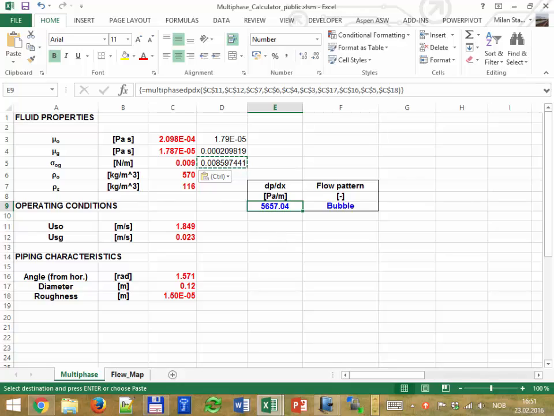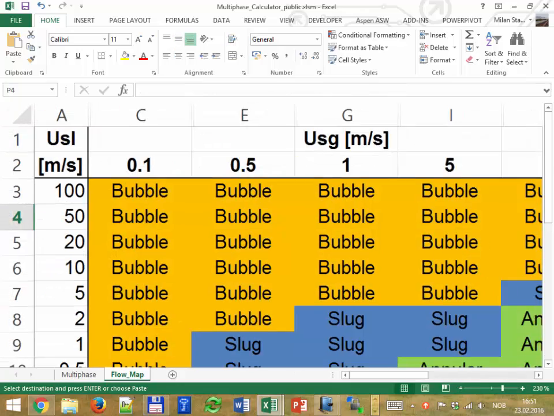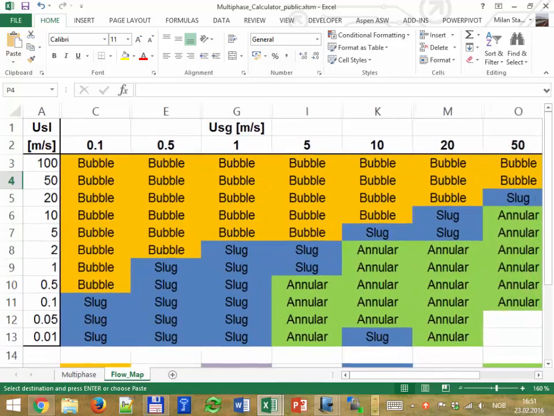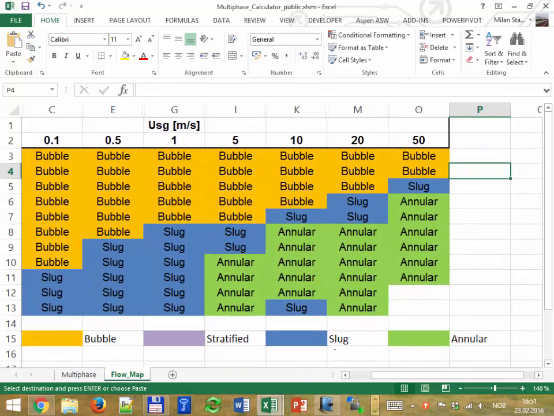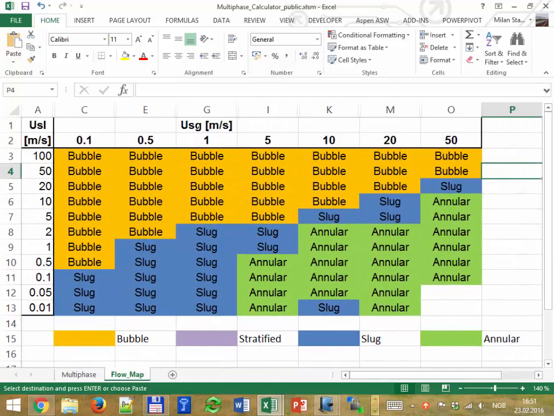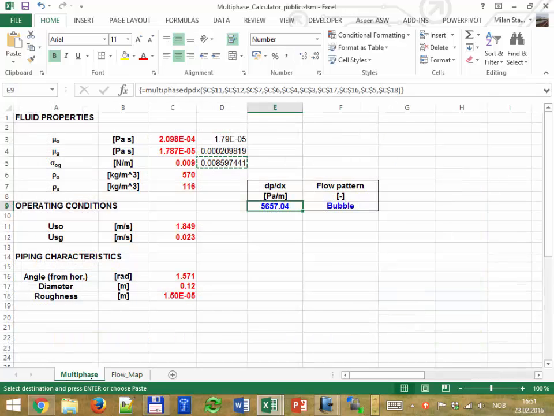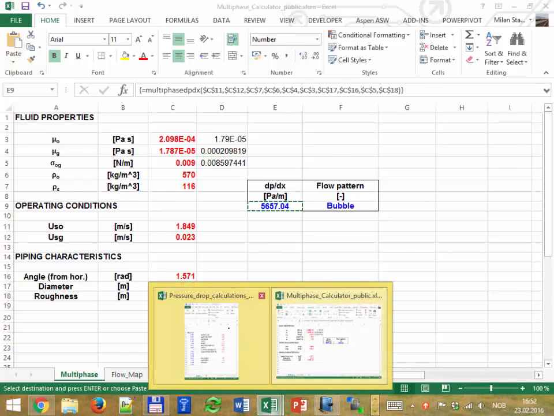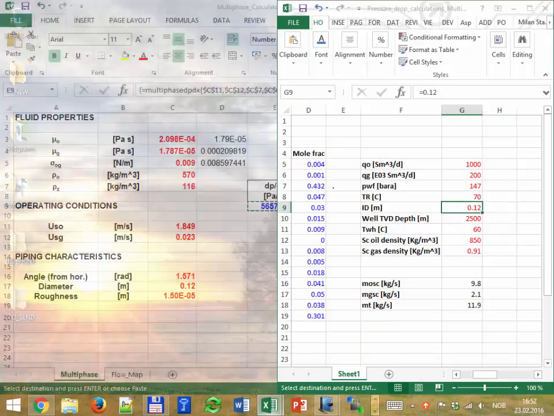Here also nice, if you have time, you can see this flow pattern map, okay? And it's going to tell you exactly, depending on the superficial velocities of gas and liquid, where you have bubble, where you have slug, where you have annular flow, etc. Okay? So if you have time, please take a look into that. So we have the pressure drop. Let's copy that number finally, okay? From our multiphase flow expert.